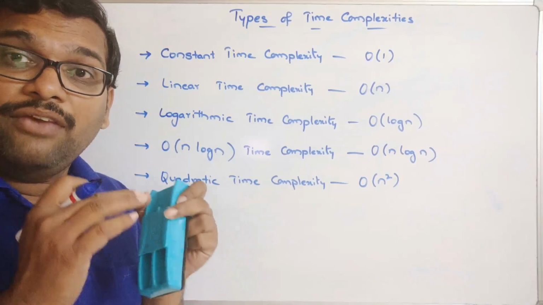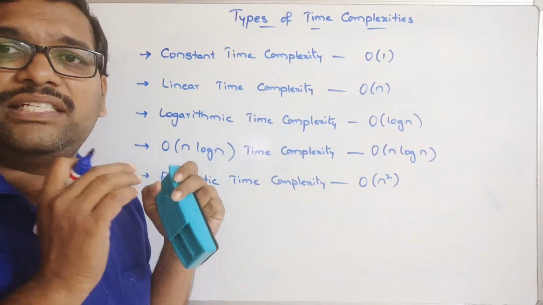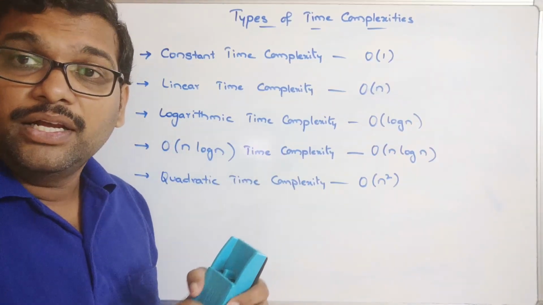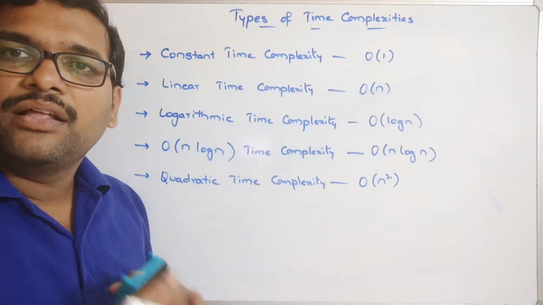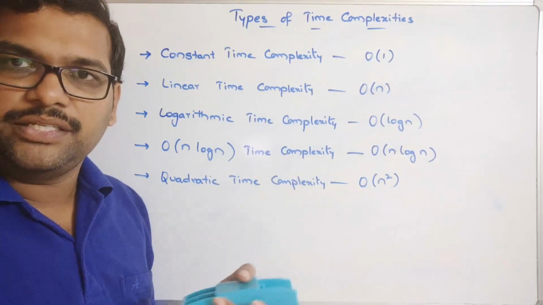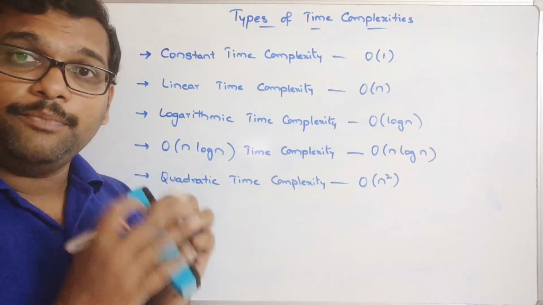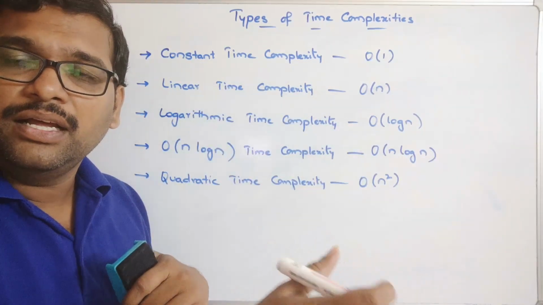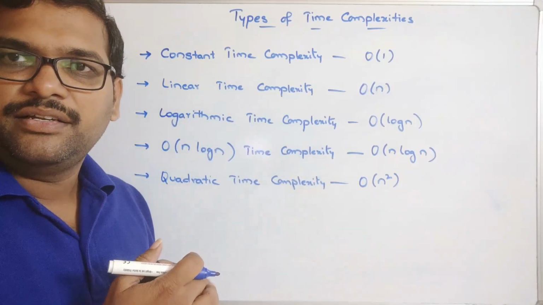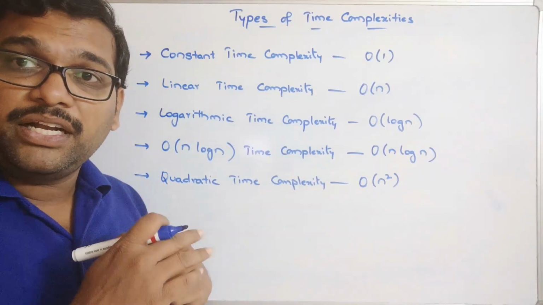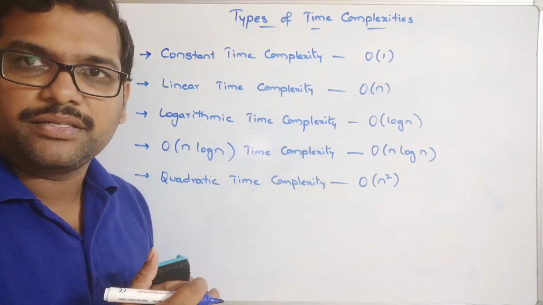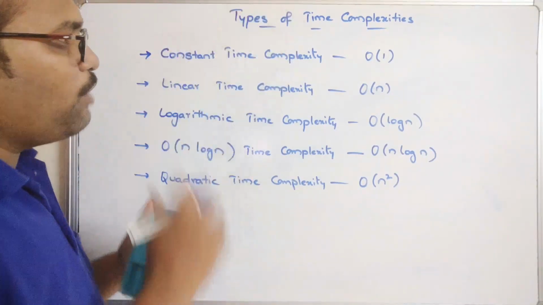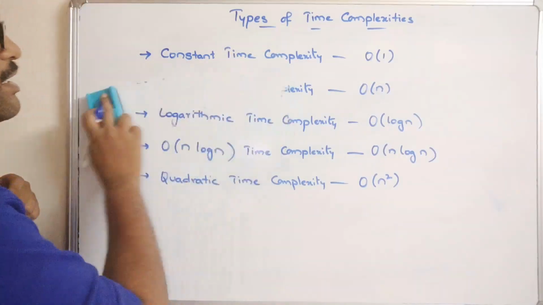So not every algorithm will have a single time complexity. Based upon the algorithm and based upon the inputs we are giving, the time complexity will change. So obviously the time complexity depends upon the input size. The problem with a different input size will give different time complexities. Right. So let us see one by one. First, coming to the constant time complexity.